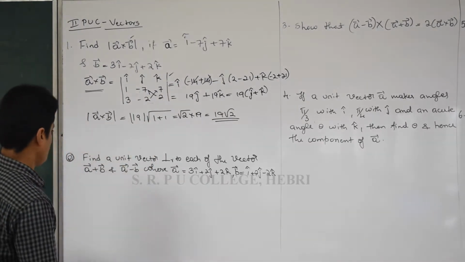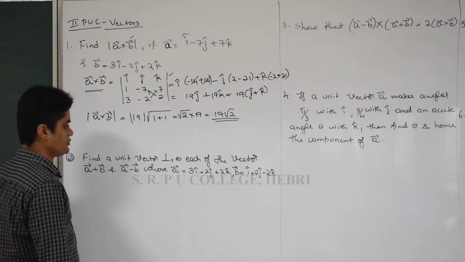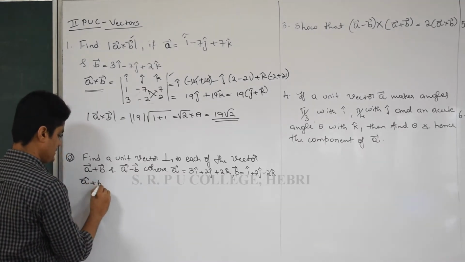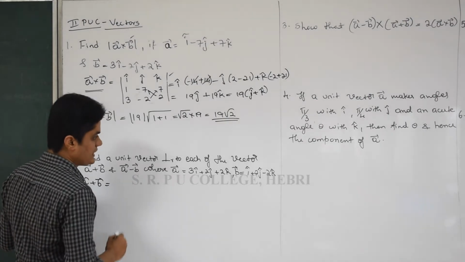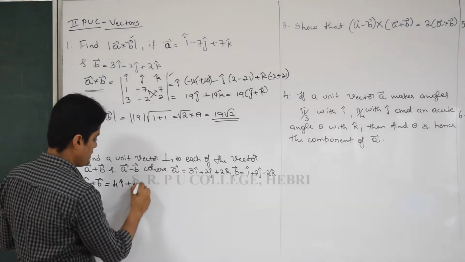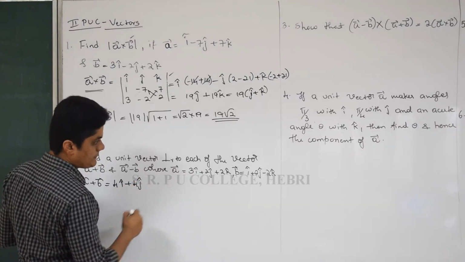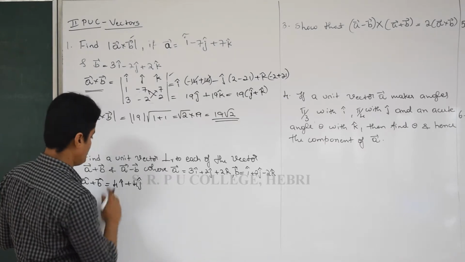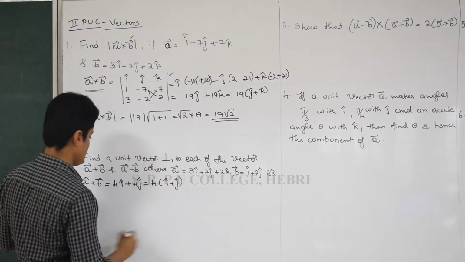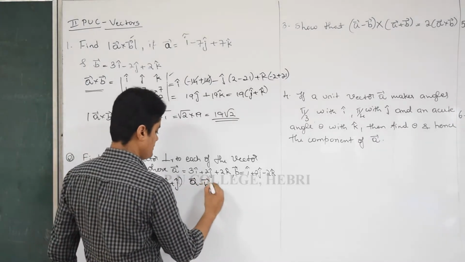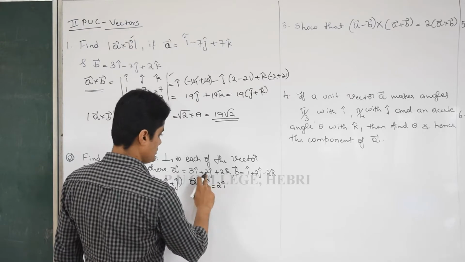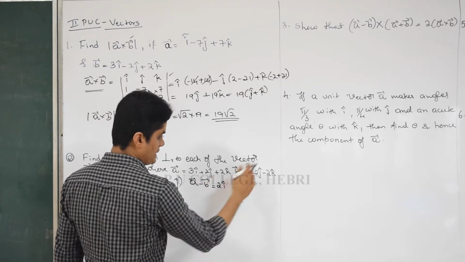Okay. Now find a unit vector perpendicular to each of the vectors A plus B and A minus B, where A and B are given. Whatever the question, you first find vector A plus B. A plus B is 3i plus i, 4i; 2j plus 2j again 4j; 2k plus minus 2k cancel. So A plus B is only 4 into (i plus j). Now what is A minus B? Subtract: 3i minus i is 2i, 2j minus 2j cancels, 2k minus of minus 2k, so plus 4k.